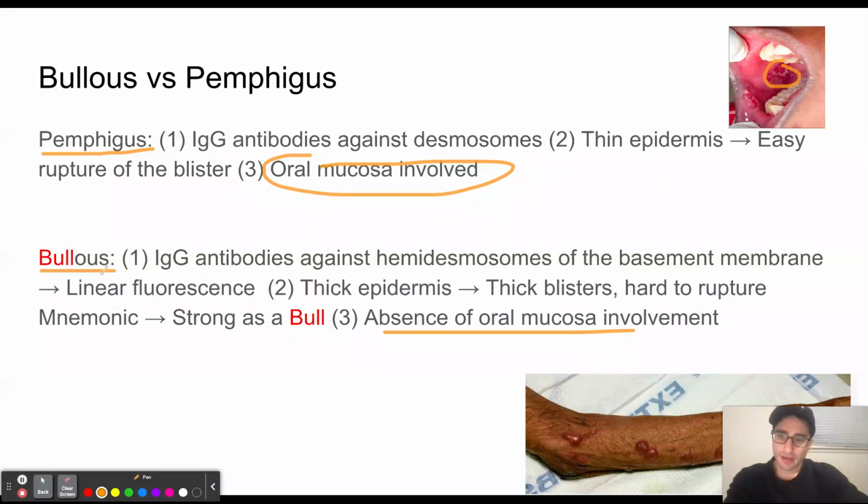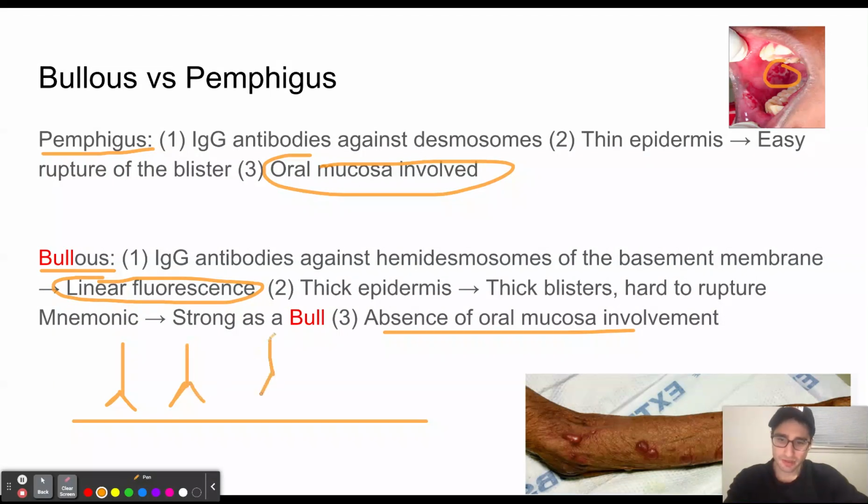Now, with Bullous Pemphigoid, we're also going to have linear fluorescence. And the reason why this occurs is because we're going to have antibodies against the basement membrane. Imagine that this line represents the basement membrane, and we're going to have antibodies against the basement membrane that is just going to line up. So that is going to create a linear fluorescence.